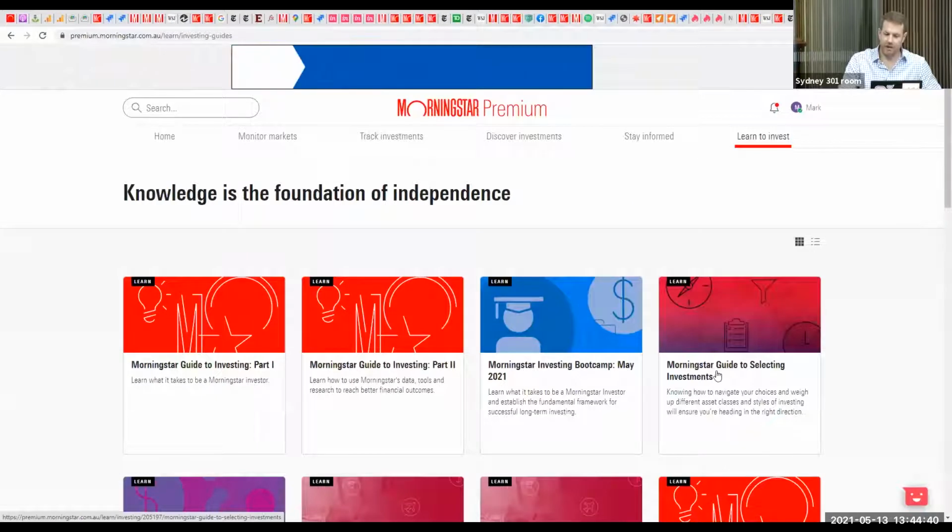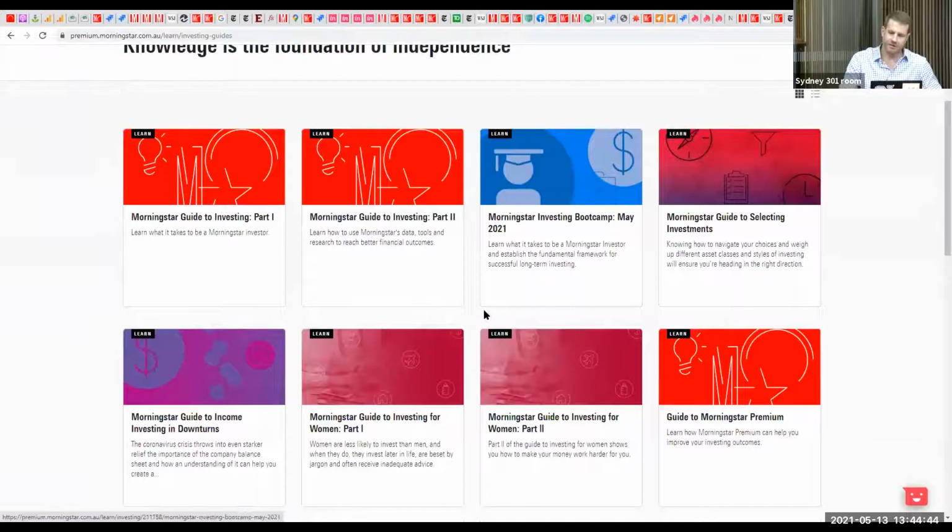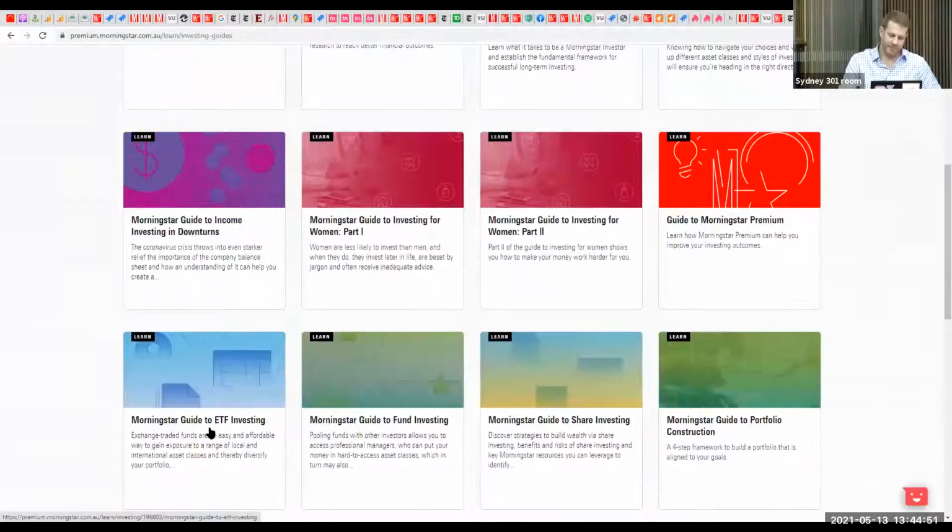is this one, Morningstar Guide to Selecting Investments. I really like that one. I also like her women's investing guides. So I do really like those. But anyway, if you want specific security related stuff, there's an ETF investing guide I wrote and a share investing guide I wrote. And by the way, this portfolio construction guide walks through all the steps I went through today. So that was a good question.